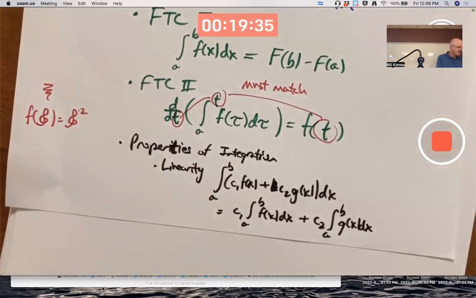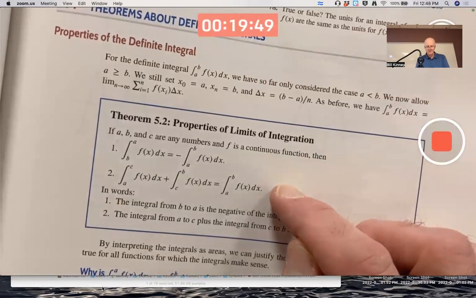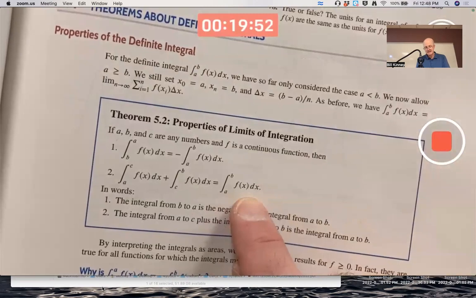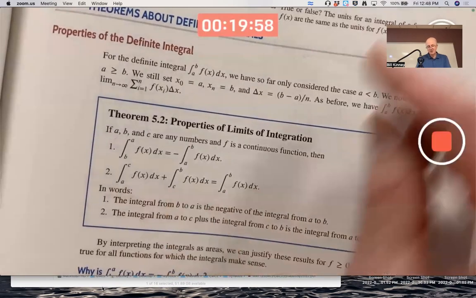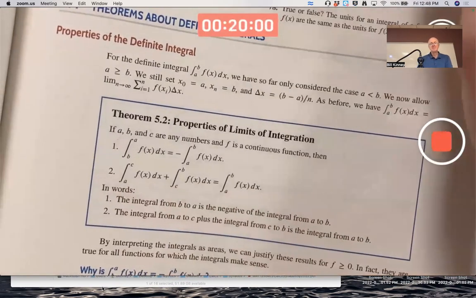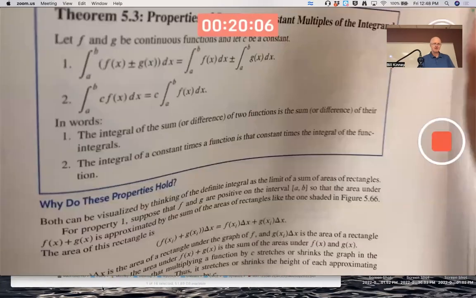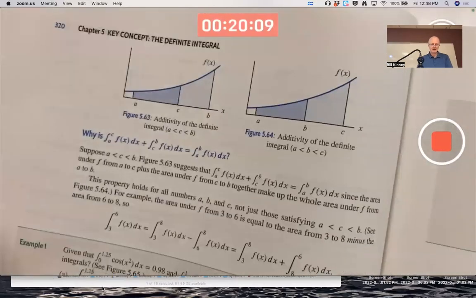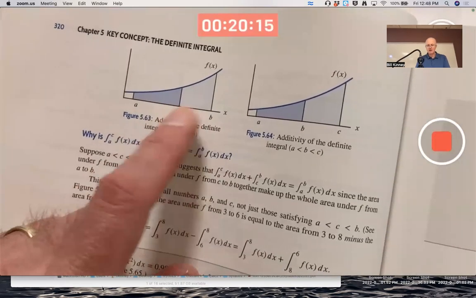Other properties of integrals include what's called additivity. Let me show it to you in the book here for sake of time. Like this one, if c is some other number, then the integral of f from a to b is the integral of f from a to c plus the integral of f from c to b. That's most easy to interpret if c is between a and b, like it is in this picture right there, because what it's saying is the total area under the curve is the sum of these two other smaller areas.